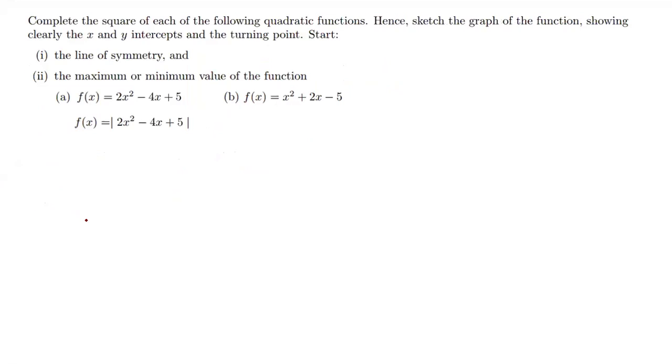We see what we have. So our next question here, this is what you were waiting for, you guys. This is what you wanted. You wanted to know how to sketch the graphs. And the question says, complete the square of each of the following quadratic functions. Hence, sketch the graph of the functions showing clearly the x and the y-intercepts and the turning point. And then the first question is telling us to find the line of symmetry. And then the second question is telling us to find the maximum and the minimum value of the function.